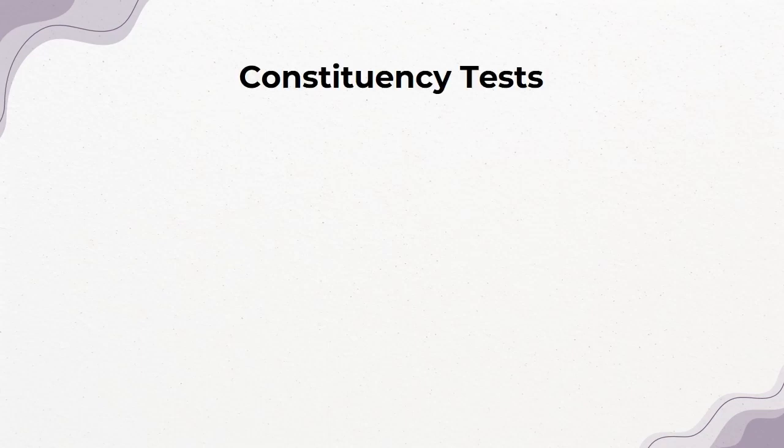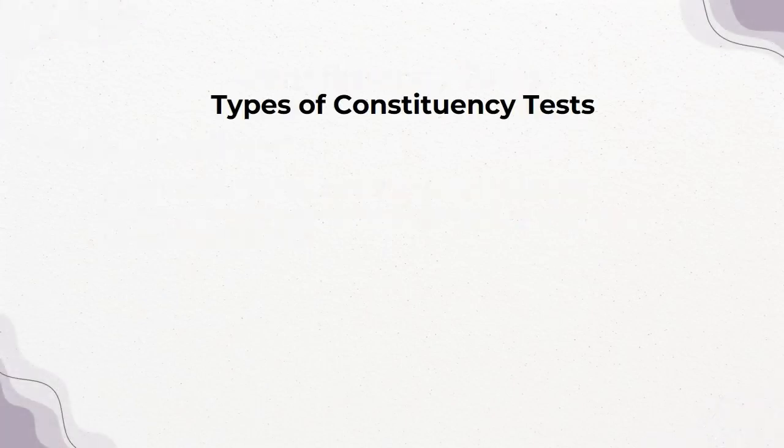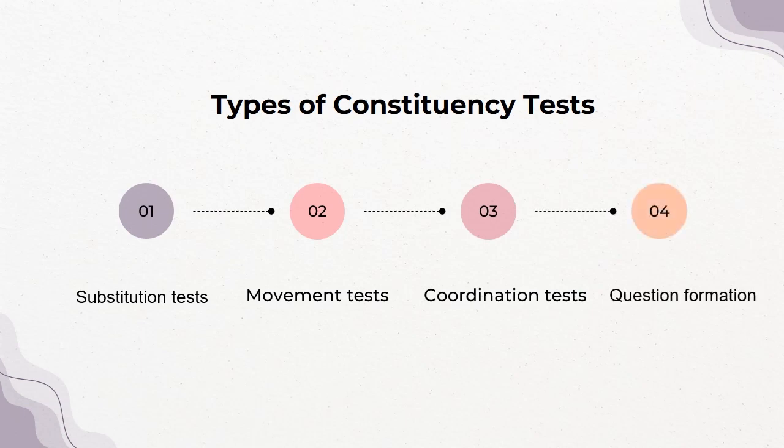Moving forward to constituency tests. So what is a constituent? Constituents are units of language that work together to build a sentence. They can be morphemes, phrases, and clauses. We have a lot of types of constituency tests, but here we'll be tackling the most famous and the most used constituency tests. We have substitution test, movement test, coordination test, and question formation.